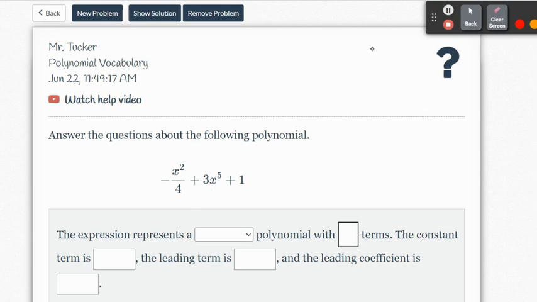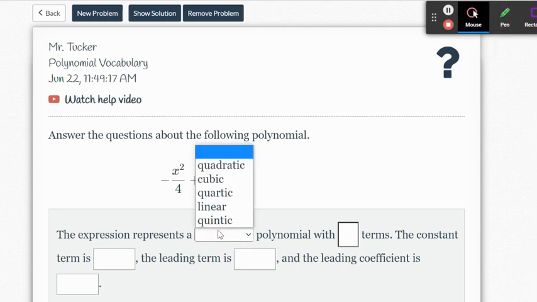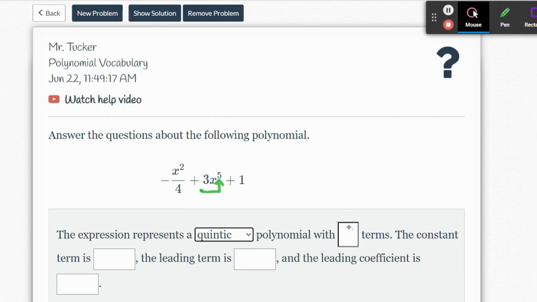All right, we've got another great looking polynomial here. This one has 3 terms, so we would have called it a trinomial. Let's focus right here on this highest power. The degree is 5. So 5th degree is named quintic. So we click quintic. That's degree 5. It has 3 terms, each one here separated by the plus sign. So 3 separate terms. The constant term is the one that doesn't have a variable. That's this 1 right here.